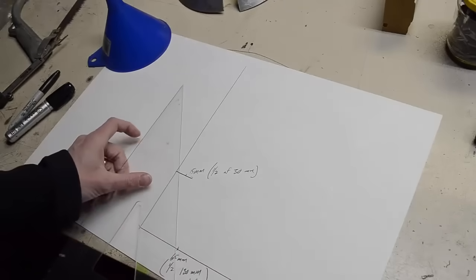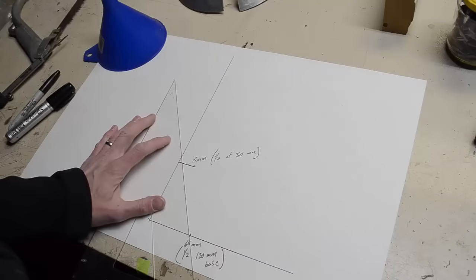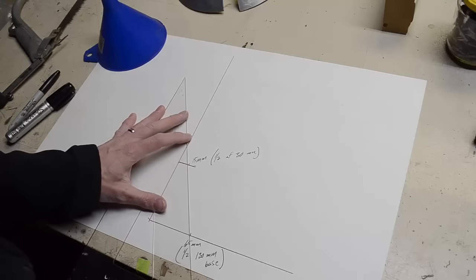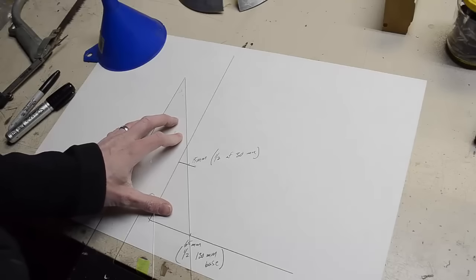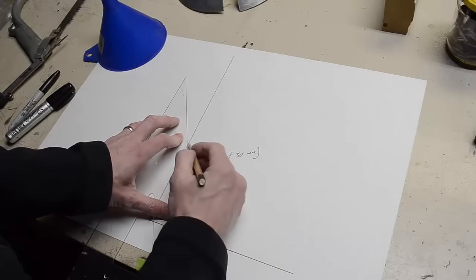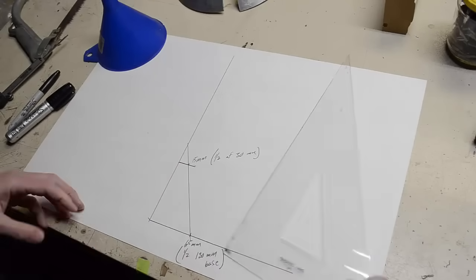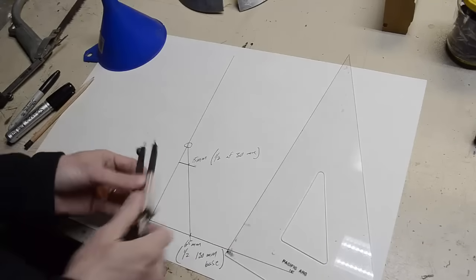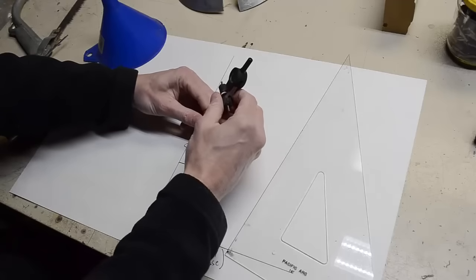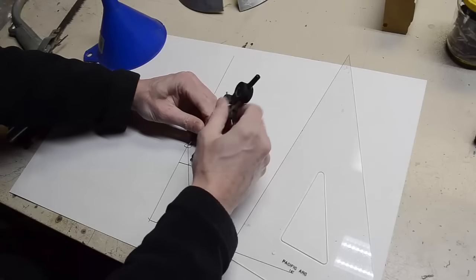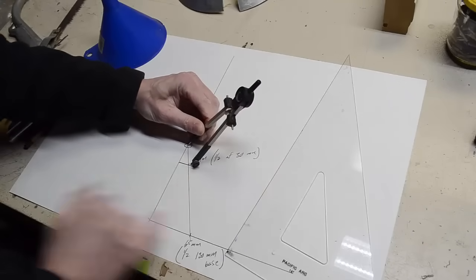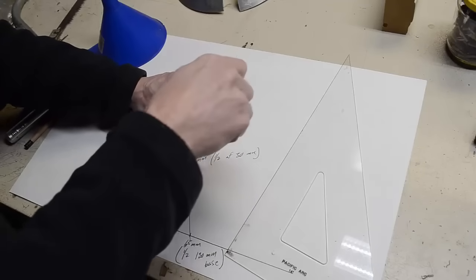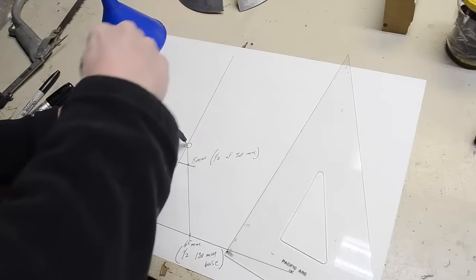Then we connect the dots, and I project that all the way to my center line. Okay, this is your center point. Use that. Bring your compass till it lines up with the outside of your 15 millimeter mark and draw a circle.